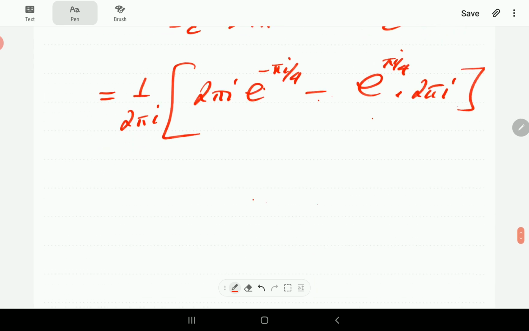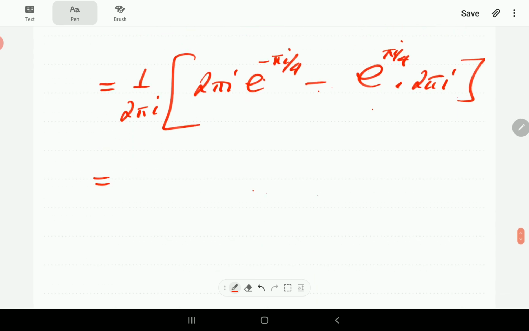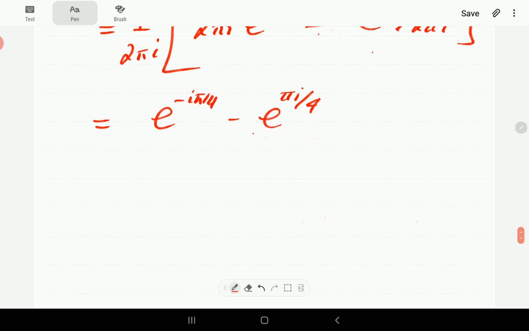And then if we factor out the 2 pi i's, they're going to cancel out with this 2 pi i here. So this is going to be e to the minus i pi over 4 minus e to the i pi over 4. This is just the reverse of what things should be like if we had sine pi over 4. Okay, so we're going to do that.